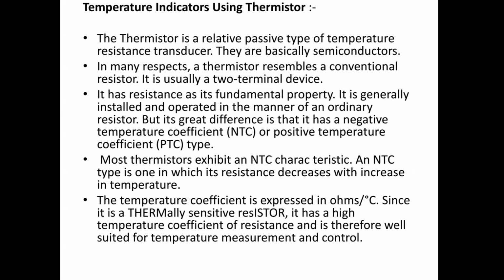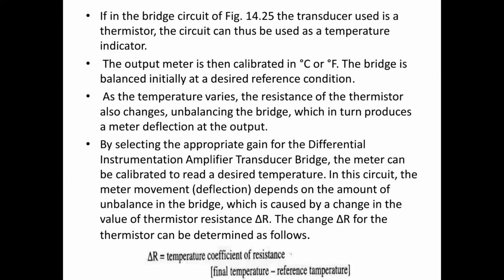So we have to refer to the same circuit of a differential amplifier using a transducer bridge. The transducer used is a thermistor, which is used to indicate temperature. The output of the meter can be calibrated to Fahrenheit. The bridge is initially balanced at the desired reference condition. The thermistor change unbalances the bridge, which in turn produces a meter deflection at the output.